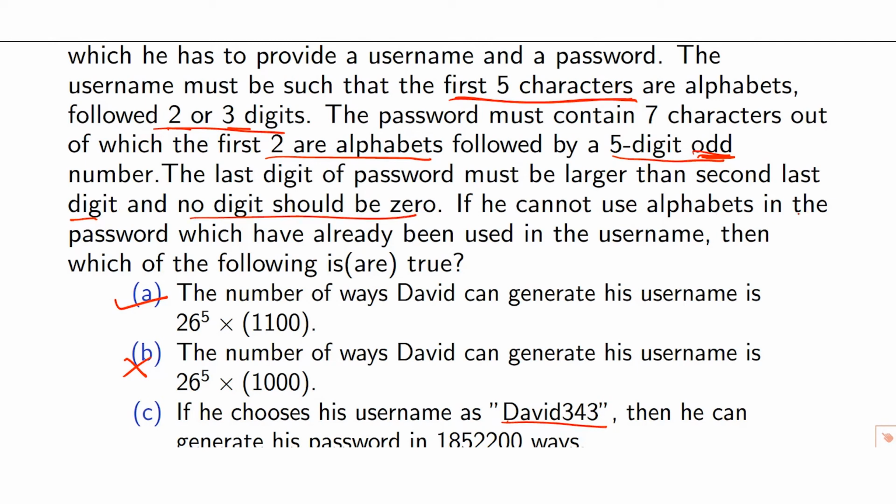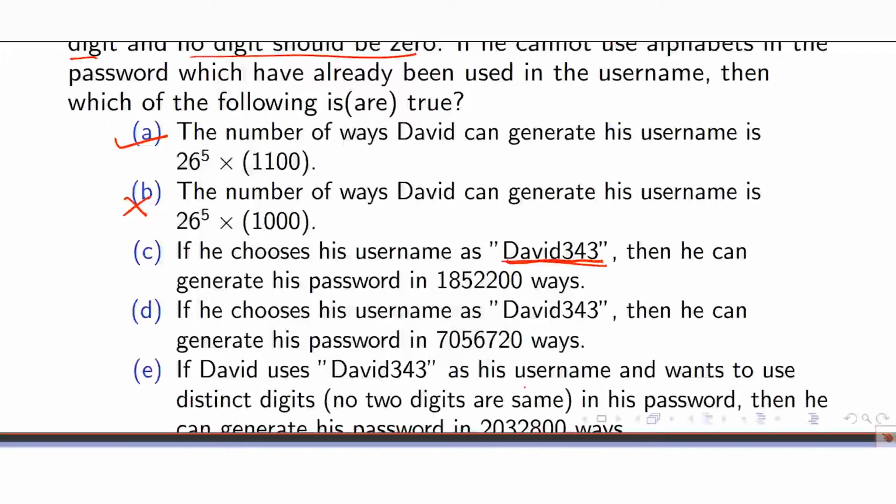And he cannot use the alphabets in the password which have already been used in the username. He uses David343 as a username, so he cannot use the alphabets D, A, V, I. Now let's collect all the information. David has chosen David343 as a username, so in the password he cannot use the alphabets D, A, V, and I.